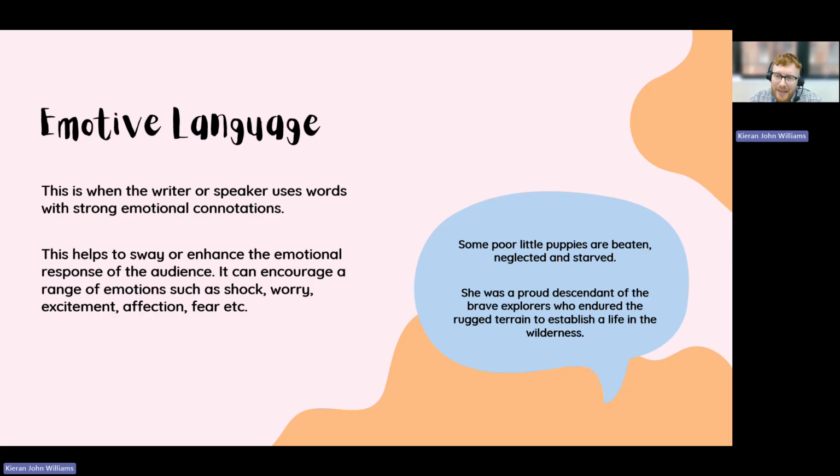So emotive language uses words with strong emotional associations. For example, some poor little puppies are beaten and neglected. The words poor and little stir those feelings of sympathy. Or, she was a proud descendant of brave explorers. Here, the highlighted words proud and brave inspire admiration. So, carefully chosen emotive words can spark powerful emotional reactions in the audience.